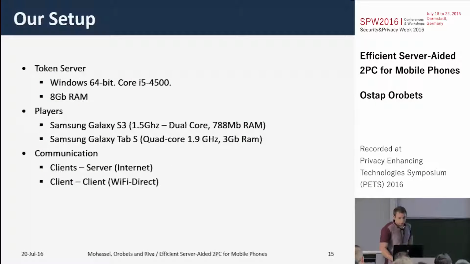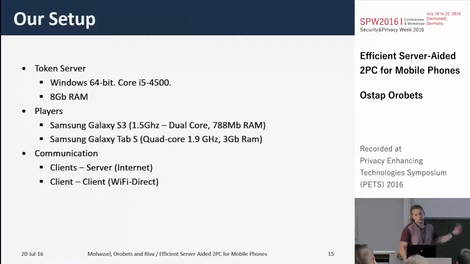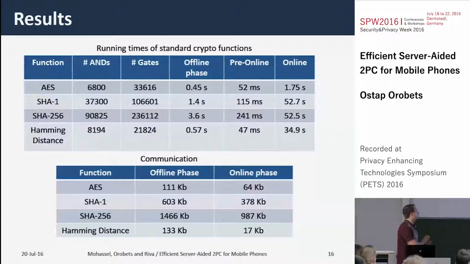Okay. So our setup was pretty simple. We had the token server running on a 64-bit Windows machine, Core i5, 8 gigs of memory, and for players we used a Samsung Galaxy S3, it's my old phone, and a Galaxy Tab S. We utilized only 1 core, communication between client and server happened over the internet, and the clients communicated over Wi-Fi Direct. So these are the results that we got.